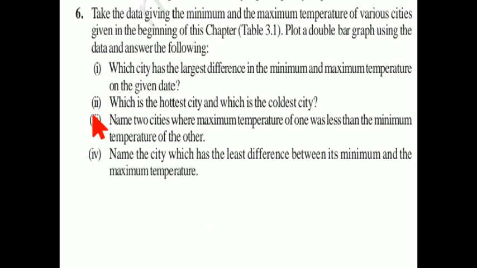So number 3, name 2 cities where the maximum temperature of one was less than the minimum temperature of the other. Okay. Number 4, name the city which has the least difference between its minimum and the maximum temperature. So this is all question you have to solve it yourself. Okay, so this will be a home assignment.